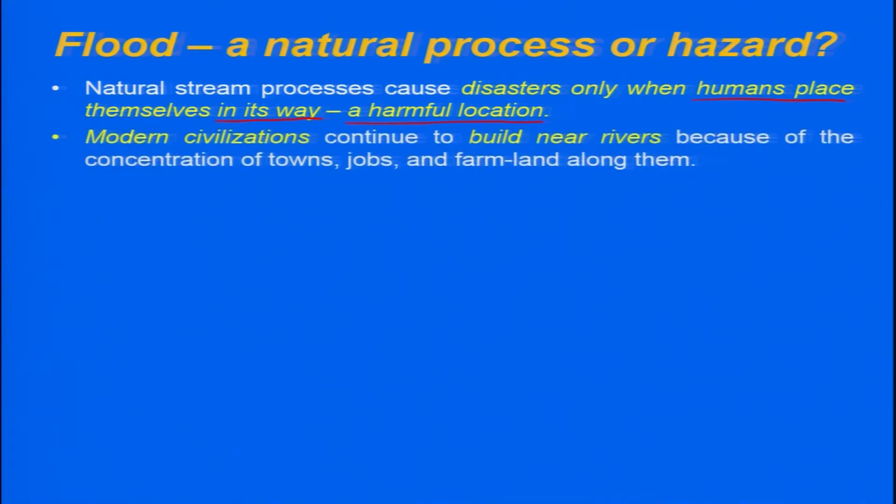The reasons are, for example, modern civilization continues to build mostly near rivers, because you get flat areas, so there is no need of modifying them much for getting agricultural fields, mainly for farming, and of course you get water, which is one of the important resources for the settlement.